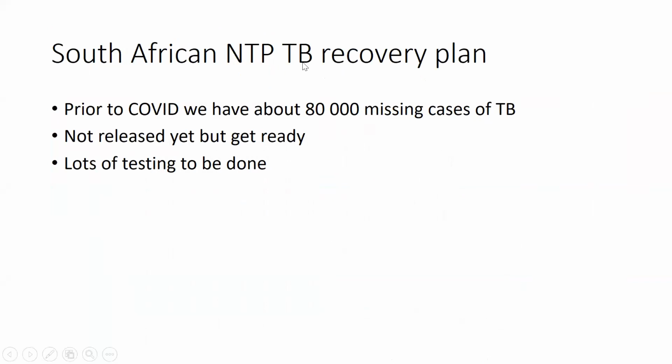The National Department of Health will soon be announcing our TB recovery plan. There are a lot of things that they've got to try to find the cases. We know that prior to the COVID pandemic, we missed about 80,000 cases of tuberculosis. What's going to happen is the Department of Health is really going to introduce a lot of testing. So just be prepared, particularly if you're working in the private sector, to get a whole lot more testing of TB done, both in the HIV infected and the HIV uninfected population.